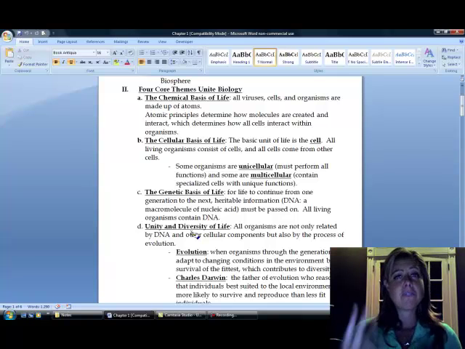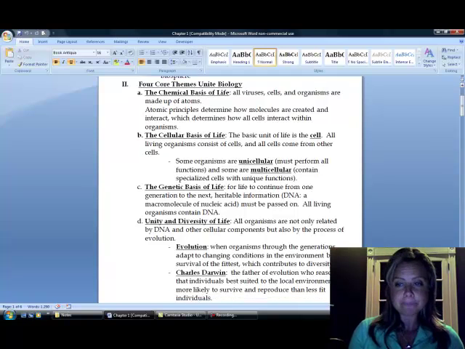So those are the four key themes that unite biology. Chemical basis of life, meaning we're all made of atoms. Cellular, we're all made of cells. Genetic, we all have DNA. And the unity and diversity of life means we've all evolved at some point in time.